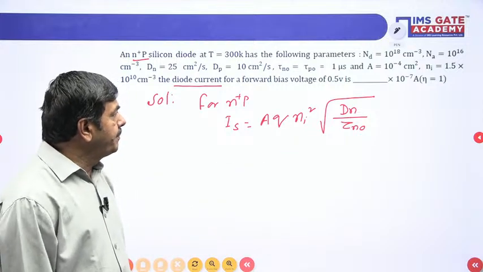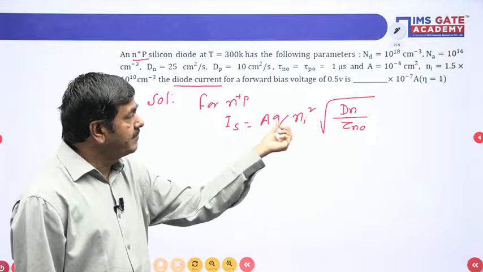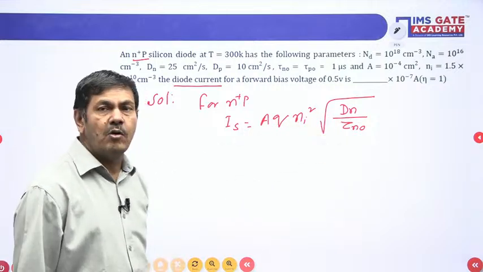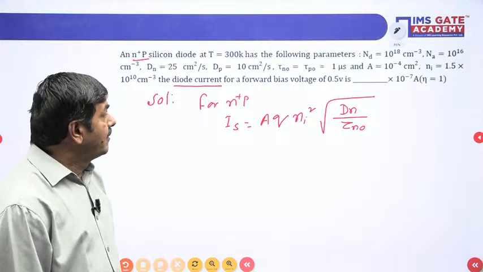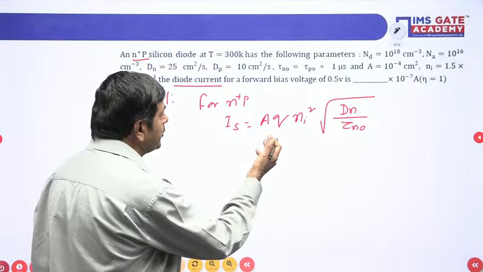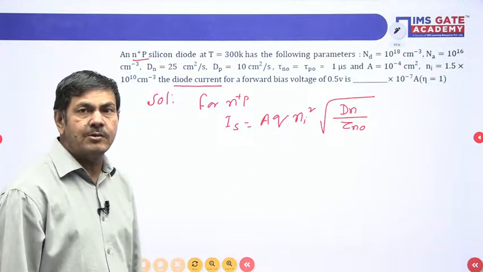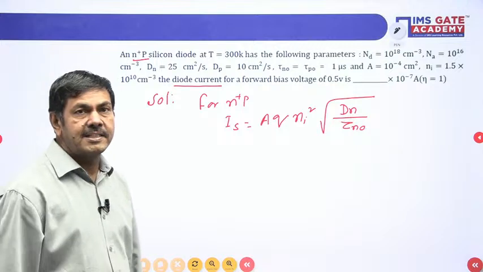But if you have P plus N, and dP is given, the same thing you can do with dP by tau P0. But anyhow, how can we find this Is? In the problem, A value, Ni, Dn and tau n0 are given. By using these values you can determine the reverse saturation current.